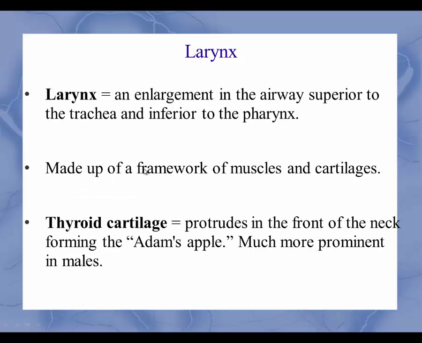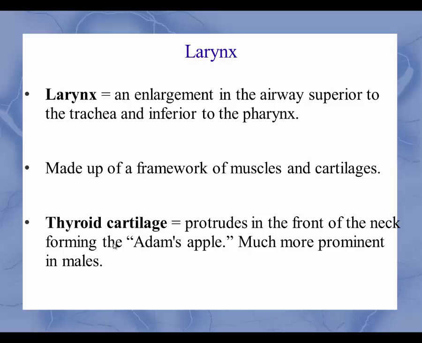Okay, the larynx is an enlargement of the airway that's just above the trachea and just below the pharynx, made up of a large network of different types of cartilage and different types of muscles. And we'll only talk about one particular type of cartilage here. That's the thyroid cartilage. This is what protrudes in front of the neck, forming the Adam's apple.